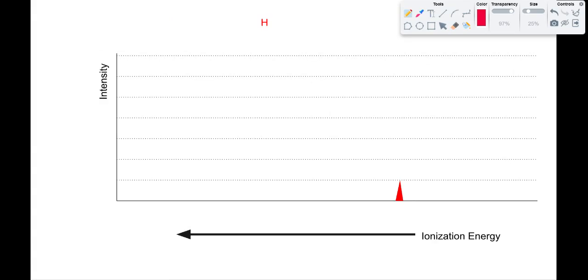This is hydrogen, and hydrogen is 1s1. This height, the relative intensity, corresponds to 1 electron, and that spike's ionization energy corresponds to the 1s subshell, or the shell number 1, because that's the only subshell. Here's helium. Helium is 1s2. There's still only 1 spike, but now it's twice as tall. Population is twice as high.